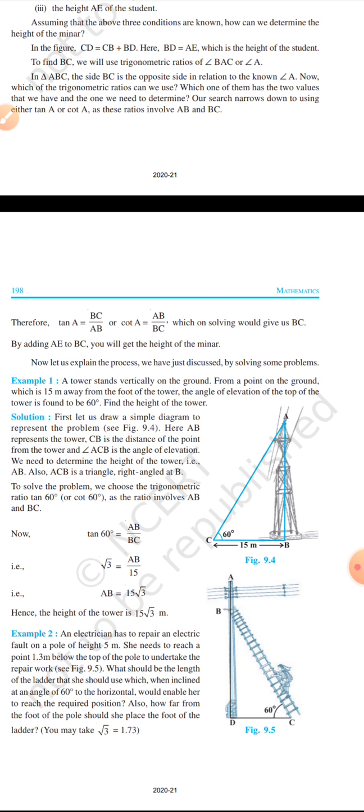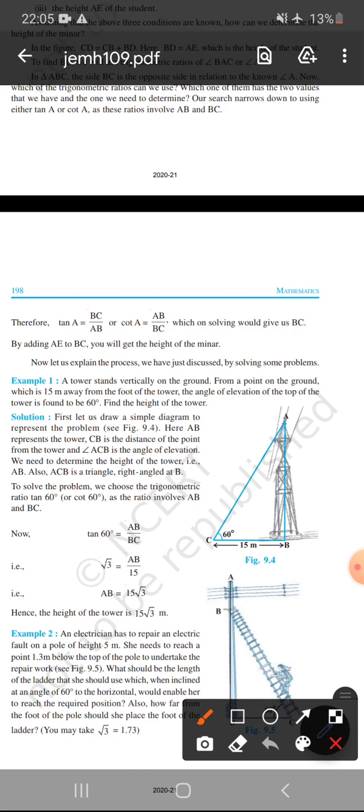We are standing at a distance of 15 meter from the tower and we are watching the top of the tower, right? And the angle of elevation that we are making is 60 degrees. That means this angle given to us is 60 and the distance is 15 meters.